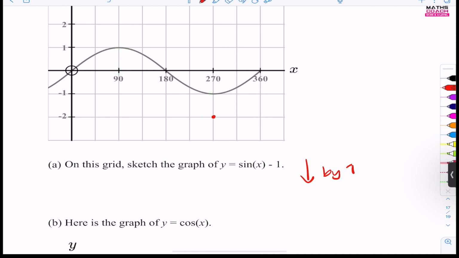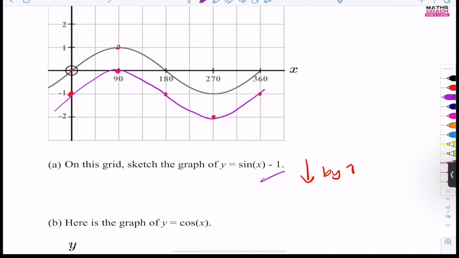Okay, so we need to sketch this. So all the main points like this, okay, will go down here. Okay, this will go down here. Okay, this will go down here. This will go down here. Okay, 360 here. So we can just sketch that now. So we can do that, there, like that.